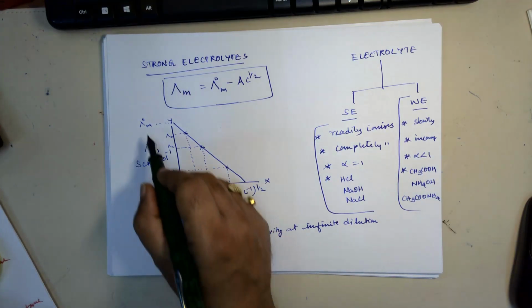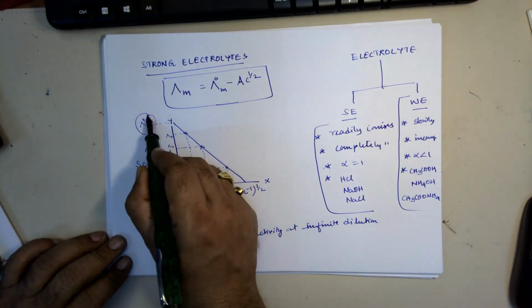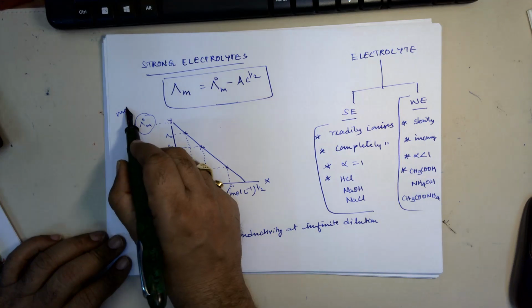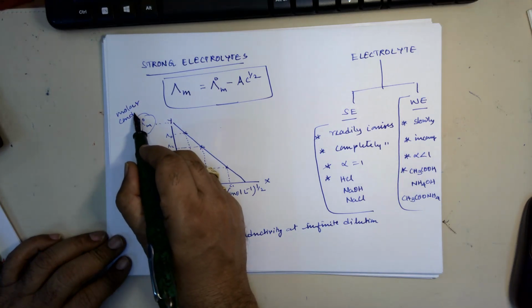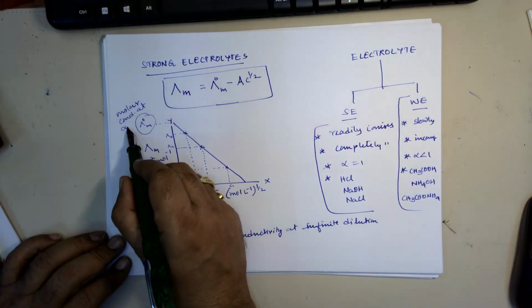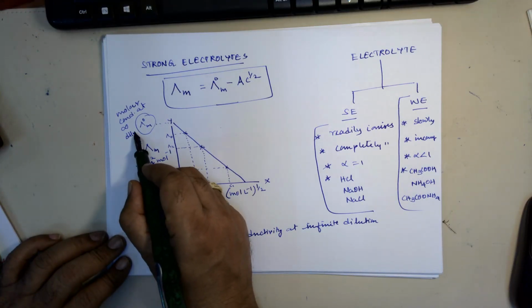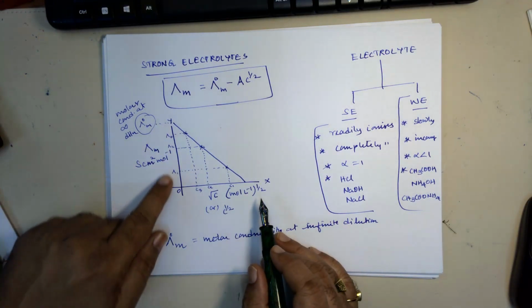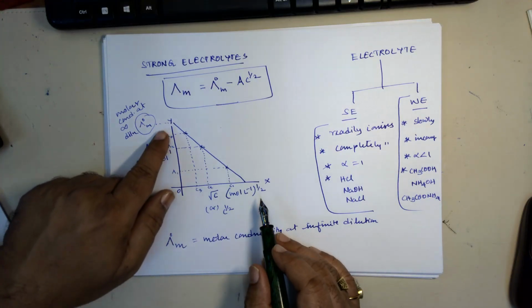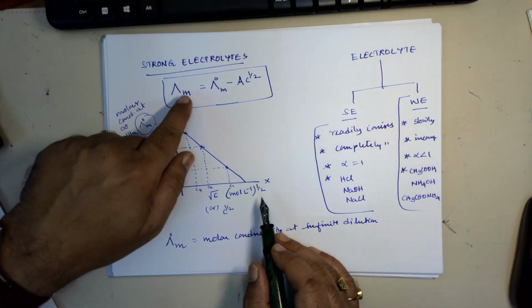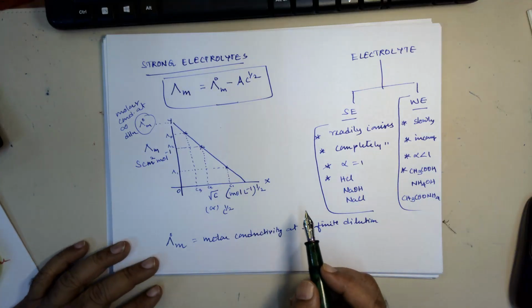Molar conductivity at infinite dilution. So this part is molar conductivity at infinite dilution. And what about the other units? These are all molar conductivity at certain concentration. That is represented by lambda m.